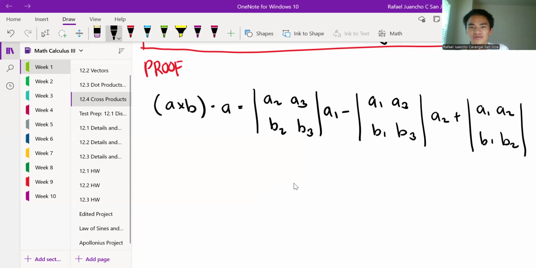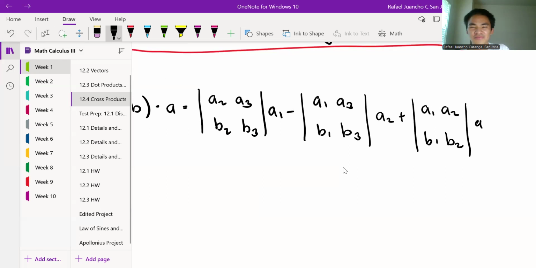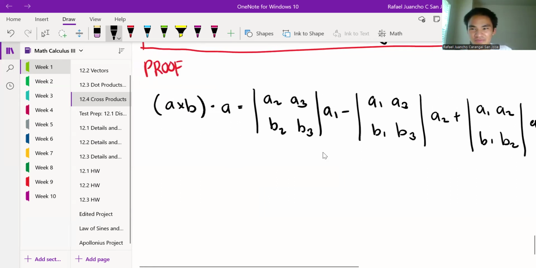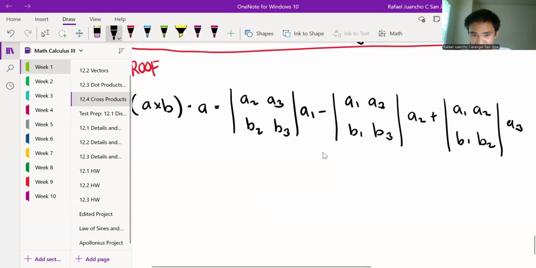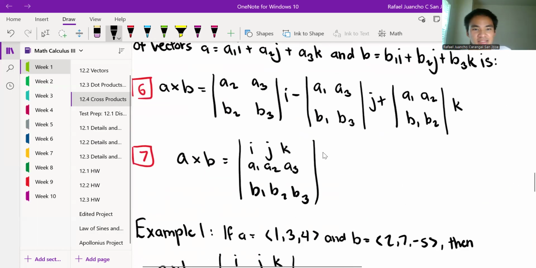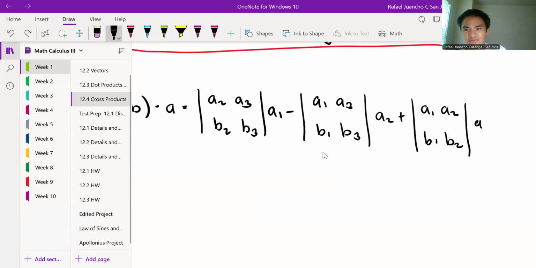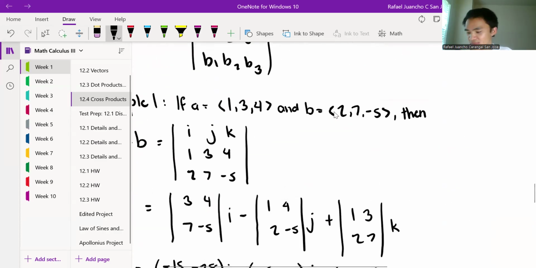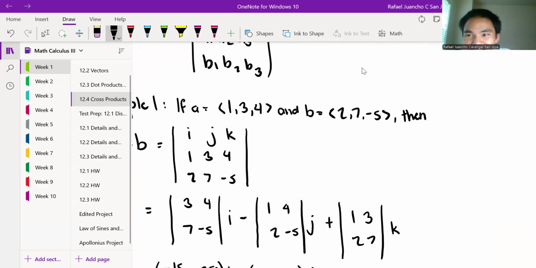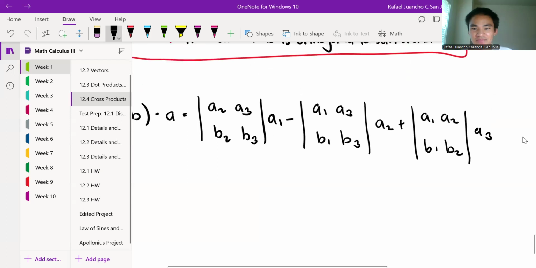So we're using that formula that we did a while ago. It was the seventh thing. Yeah, this idea here. So from 7, we're doing 6. Instead of IJK, A3. Oops, my bad. Anyway, yeah. So that's that.